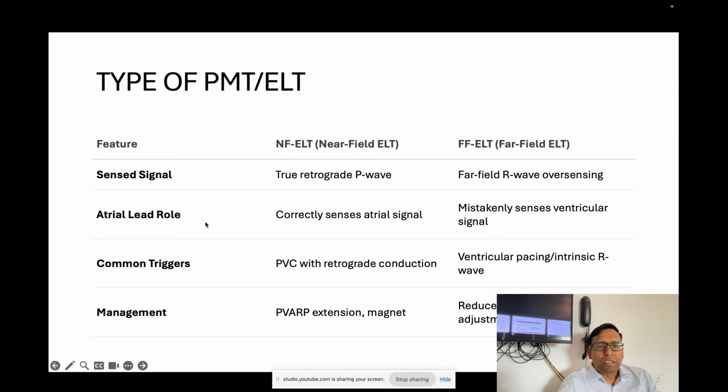So this is the important thing: in near field, true retrograde P waves will be sensed, and in far field, R wave oversensing will be there. Lead related: correctly sensed atrial signals will be there. Here the mistakenly sensed ventricular signals will be taken. Common trigger: PVC and retrograde conduction, either through the pathway or through the AV conduction. Here the ventricular pacing or intrinsic R wave is responsible for that. Management: PVARP extension and magnet. Here, reduce the atrial sensitivity. Whatever the sensitivity is, just reduce it so that it does not sense, or sometimes lead repositioning.